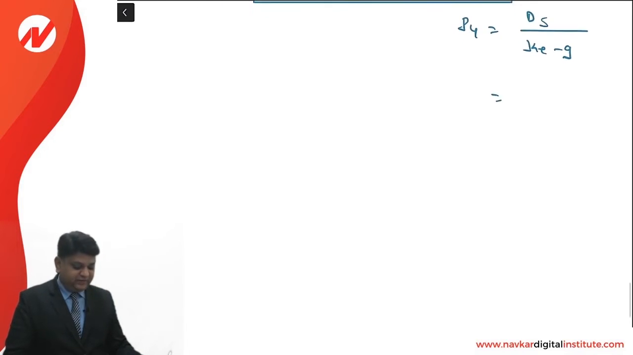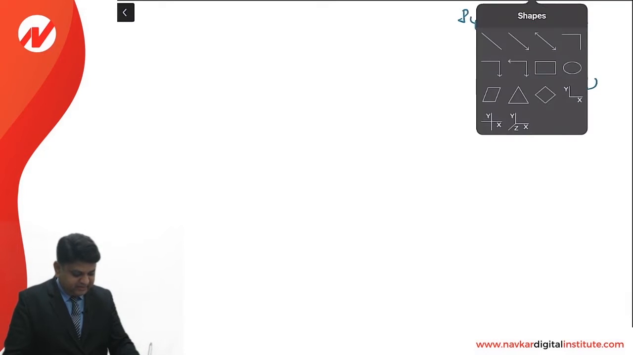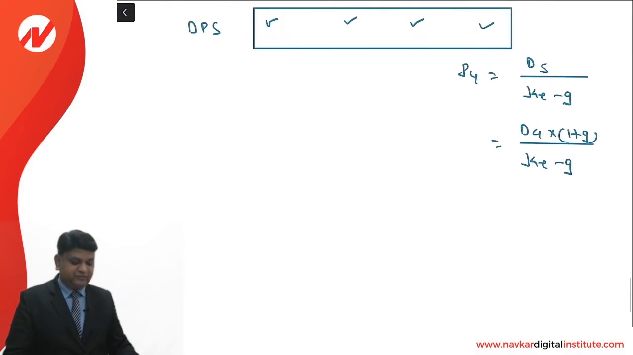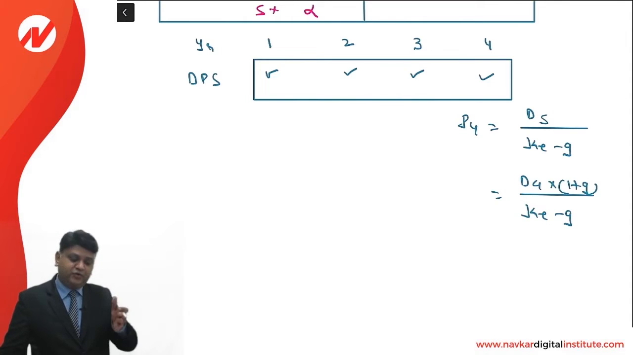How to compute D5? D5 will be calculated as D4 into 1 plus G divided by KE minus C. That is the way we are required to make the computation of the P4. P4 can be understood by two methods. One is price of equity share which investor will be able to receive at the end of the fourth year, and at the same time it can be termed as from fifth year onwards for perpetuity.